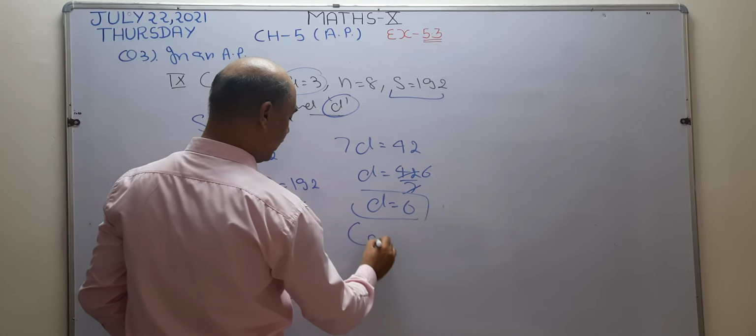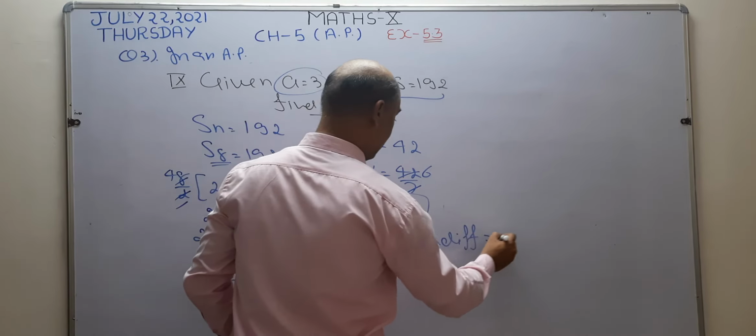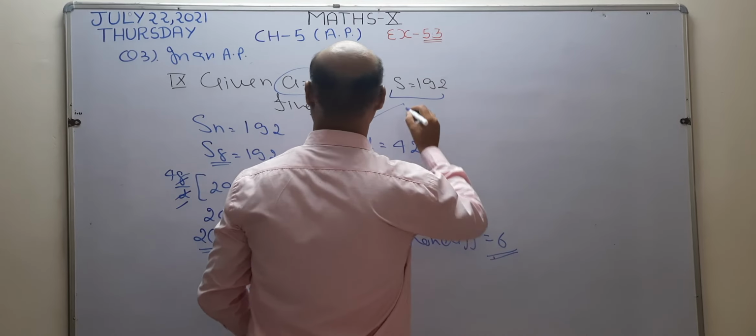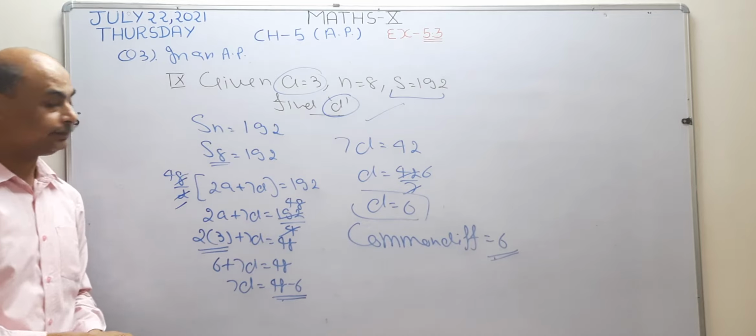So the common difference of the given AP is 6. This is the answer of its ninth part. I hope it is clear. Okay.